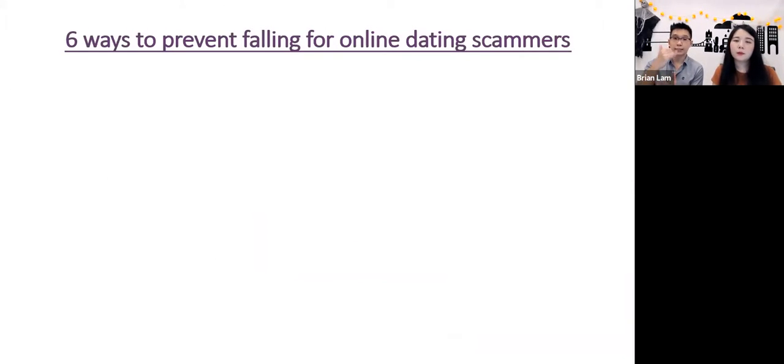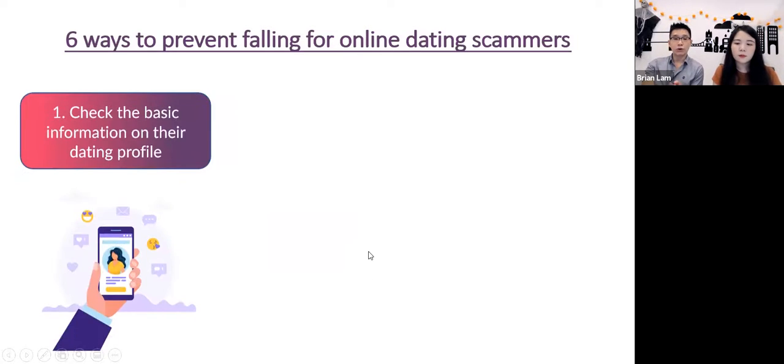Okay. Then the next one, of course, is 6 ways to prevent falling for online dating scam. Okay. So what is this all about? Basically, check the basic information on their dating profile. So how to check? Of course, the more genuine they are, the more details they will put on. Okay. But of course, if let's say you are also genuine, you might also put down more details, but just be careful not to put down too personal information. Okay. Yep. So of course you can put in a fake name, no issue.